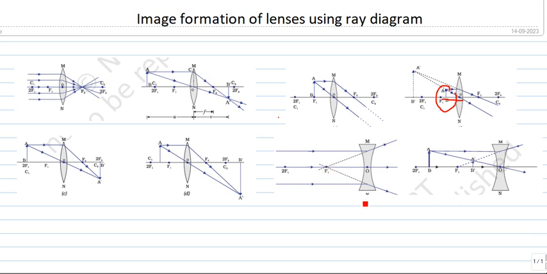Yes, so the image is highly diminished, point size, virtual and erect. It is formed on the same side as the object, not on the other side of the lens. So it is a virtual and erect image.